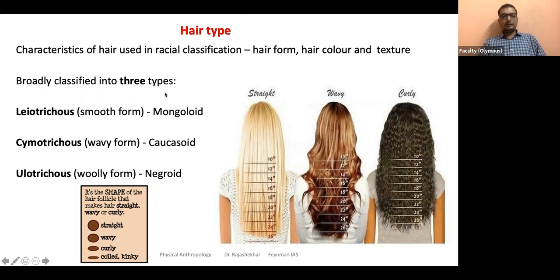So Mongoloid hair is like that. It's Leotrichus in nature. Mongoloid hair is more Leotrichus in nature, so they have more straight hair. And Caucasoids tend to have Cymotrichus, a slightly wavy nature. You do see a lot of overlap. You don't find someone with exactly these features. Mixture is seen, but in general the belief is that the wavy form is seen more commonly in Caucasoids, and the woolly form is more commonly seen in Negroids.